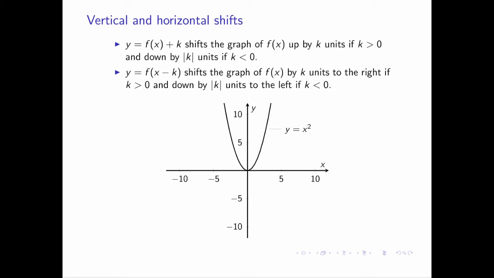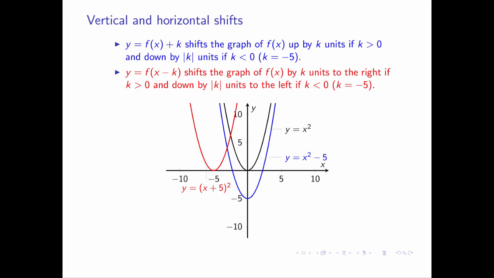If we have a base function here, we can think about shifting this downwards by 5 units by subtracting off 5 from the function, and that's using the first rule with k equal minus 5. If we want to shift it to the left, then we would use the second rule and we'd set k to be minus 5 also. And so this would give us y is x plus 5 all squared, and we see that with the red curve.